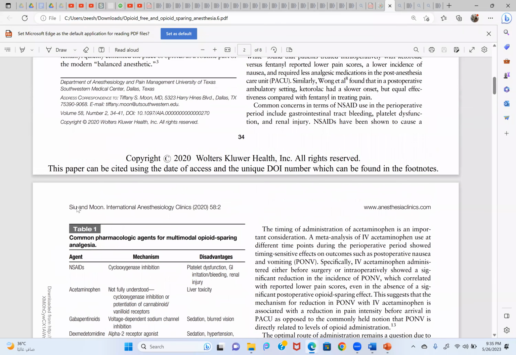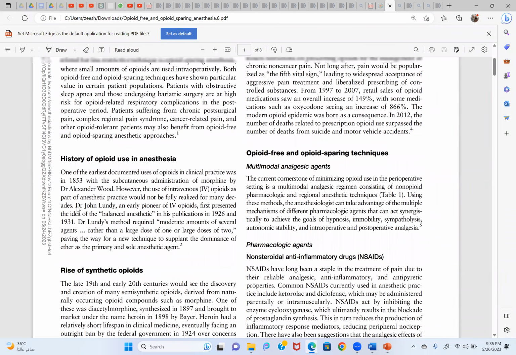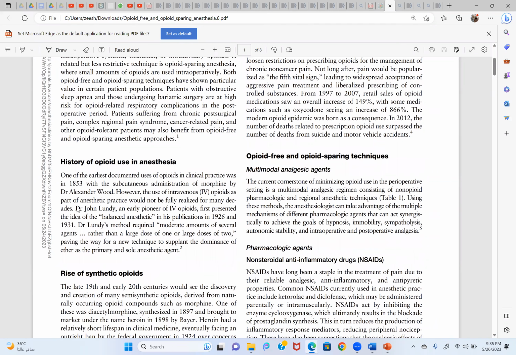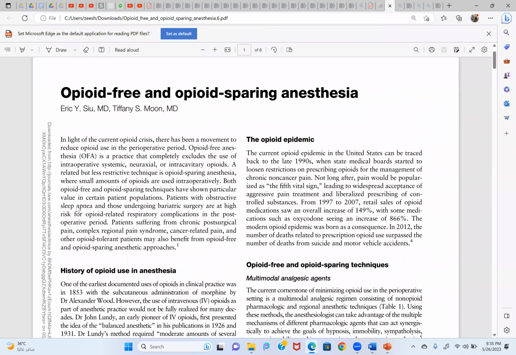So the concept of opioid-free anesthesia exists because of this. In the US, I was just reading, have a look at what they have written here: the modern opioid epidemic was born as a consequence. In 2012, the number of deaths related to prescription opioid use surpassed the number of deaths from suicide and motor vehicle accidents. This is data from the US, of course.